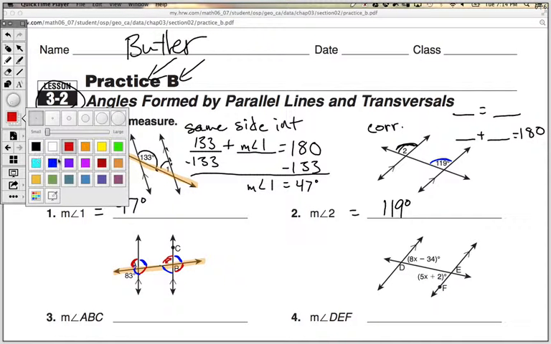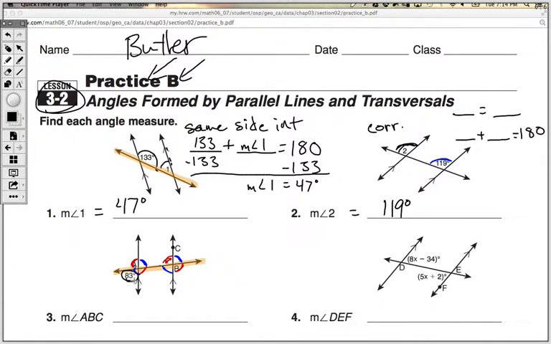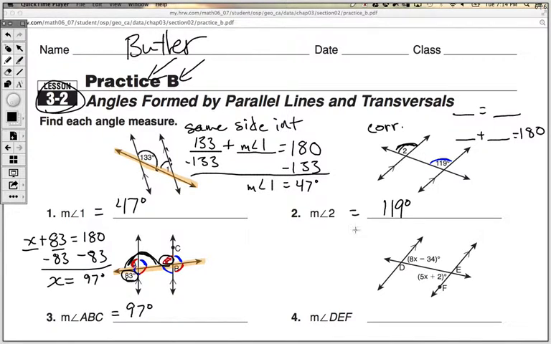But what I notice right now is I have one of each: this 83 and this x. And the blue and red together make a straight angle, which is 180 degrees. So that's a supplementary relationship. So x plus 83 degrees is going to add up to 180. We subtract 83, and then x equals, let's see, 97. So the measure of angle ABC is 97 degrees.